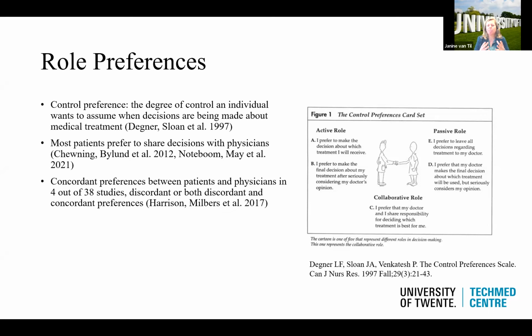But at the same time, there's also evidence that, for instance, a systematic review by Harrison and others concluded that concordant preferences were only found between patients and physicians in 4 out of the 38 studies they reviewed. And all the other studies either had discordant preferences between doctors and patients, or partly discordant and concordant preferences.